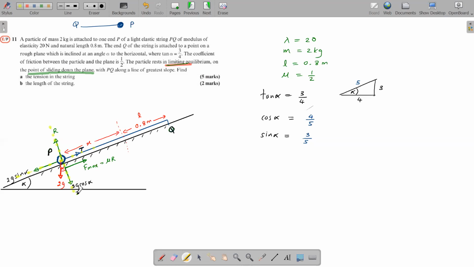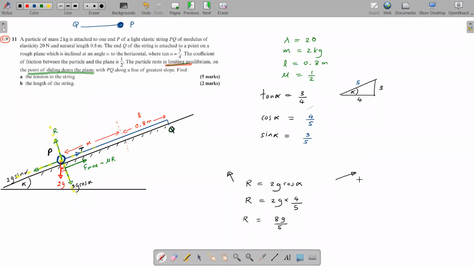So along the parallel direction the forces must be balanced, and along the perpendicular direction also forces must be balanced. Perpendicular direction, what do you get? If you consider equilibrium along the perpendicular direction, R is equal to 2g cos alpha. Since we know cos alpha is 4/5, shall we input it? Which means R will be equal to 8g/5.